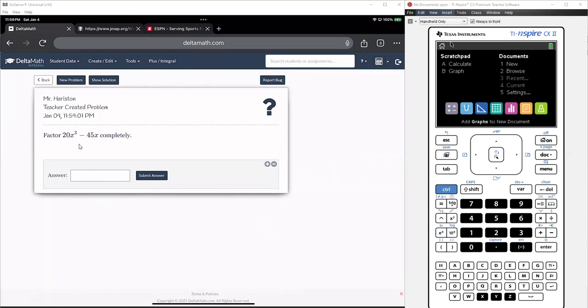I'm going to do another factoring problem. We have an expression here, 20x to the third power minus 45x, and they want us to factor this completely. Just like I did before, I am going to find the GCF.